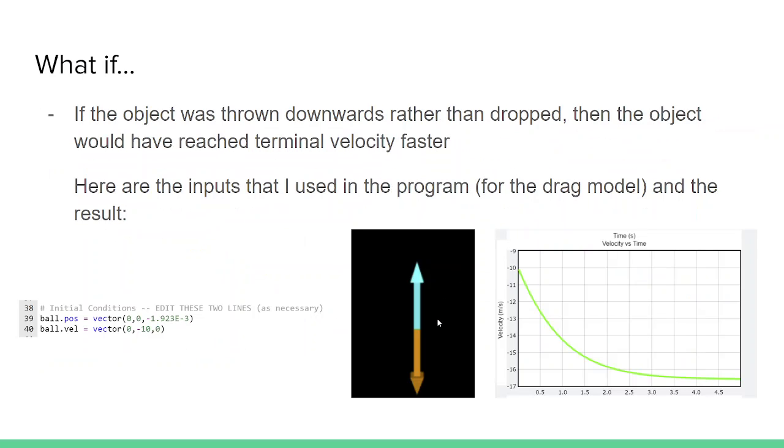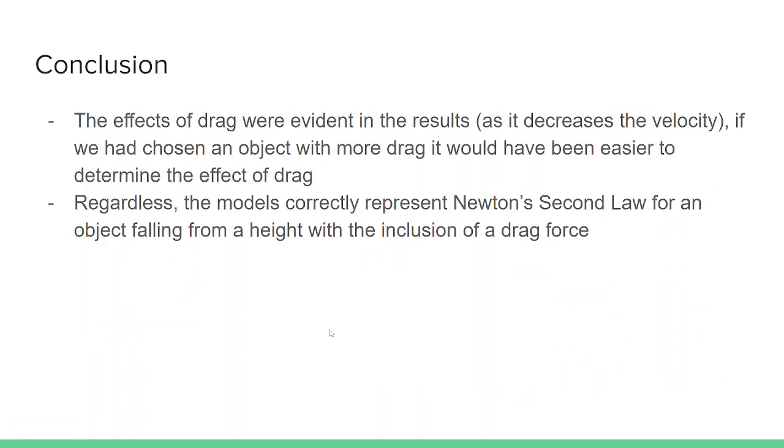So what if the object was thrown downwards rather than dropped? Then the object would have reached terminal velocity faster. And this is because as the speed increased at the start, the drag would increase, and therefore, as you can see in this graph, the velocity would start to slow down. And this is the coding right here to create this.